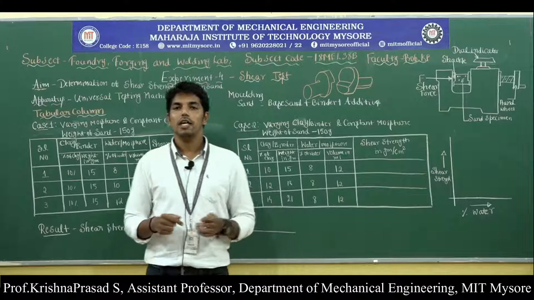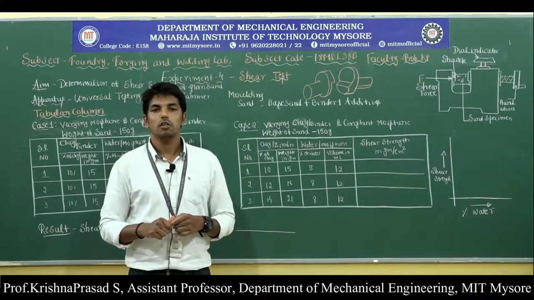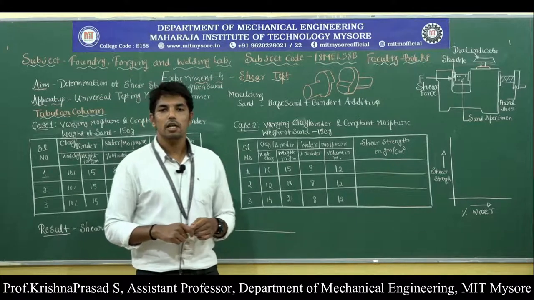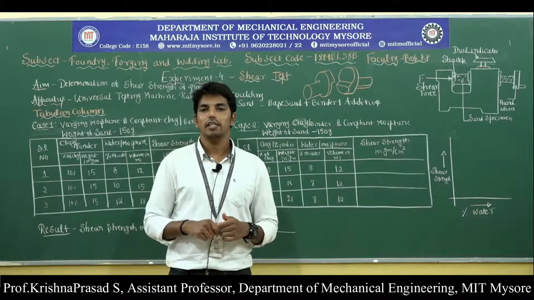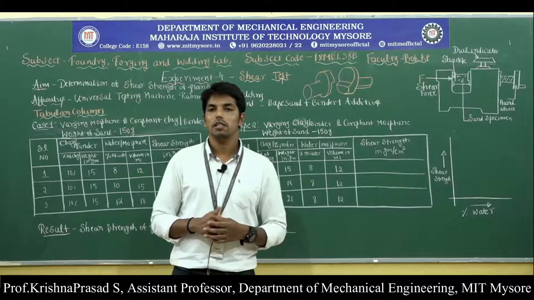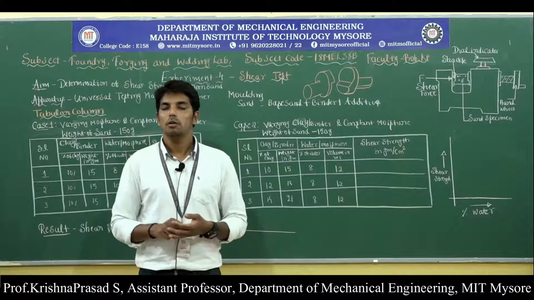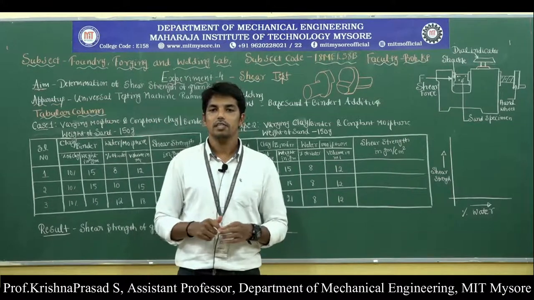We know that molding sand is mainly used to prepare the sand casting mold. First of all, what is meant by casting? Casting is a process of melting the metal, pouring it into the mold cavity, and then allowing it to cool and solidify to get the finished product. In the casting process, the molten metal is heated to a very high temperature and then poured into the mold cavity. But the mold cavity is prepared with the help of the sand casting process.